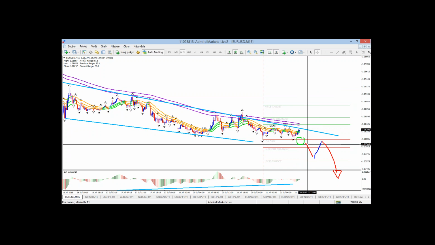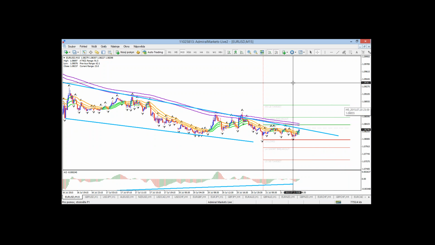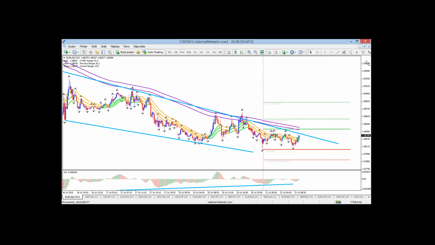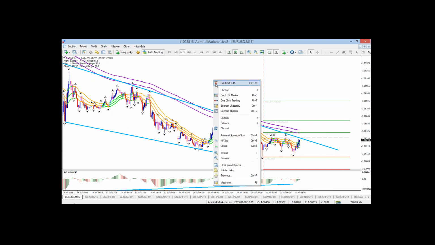If it bounces somewhere in here, we could see maybe some rally up to the H5, which would be the target, the main target, at 108.85-ish. Now the alternative is, of course, a breakout to the upside if price pushes through this resistance.